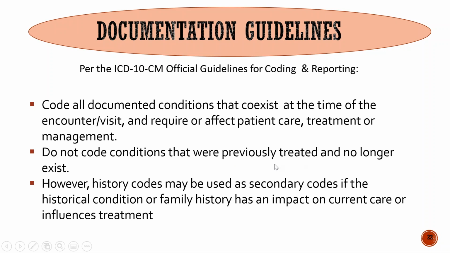Okay, acute things, they will fall off. You can use history codes, history of breast cancer, history of stroke, or family history, if they have an impact on the current care or they influence your treatment for this visit or encounter. And again, you have to be treating and managing that condition in order to code it.